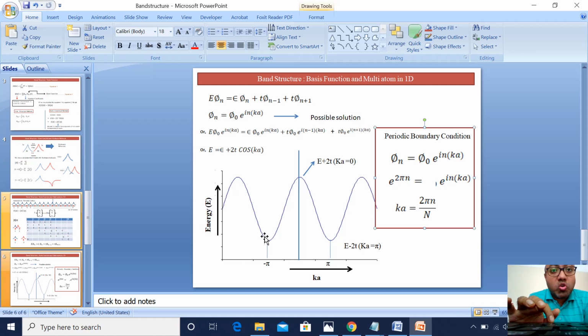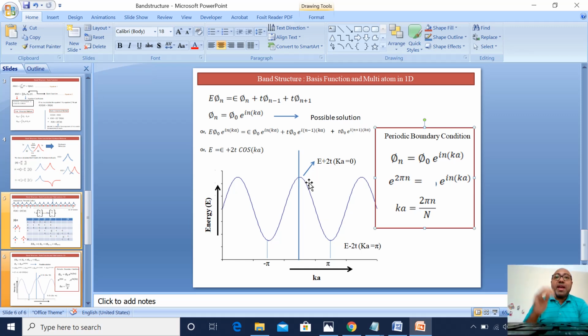So you should not look at the other part. You can go to the other part, but even if you travel there, after an interval of 2 pi you will get the same solution. So there is no need to repeat the solution. If you just concentrate between minus pi to plus pi, you will get all the solutions. And that is the beauty of this assumption of a periodic crystal and the periodic boundary condition.